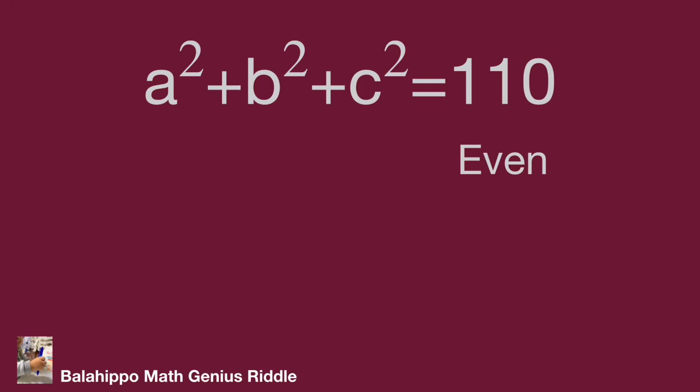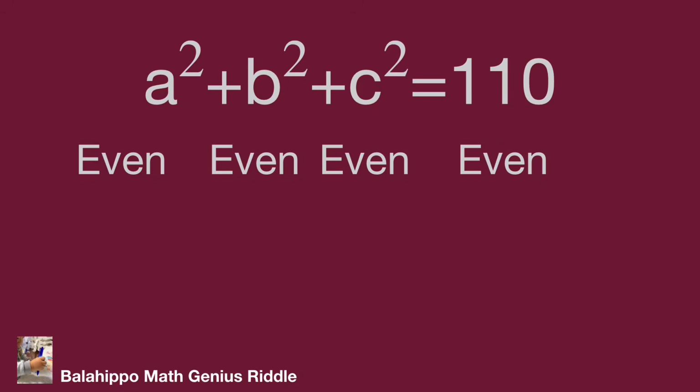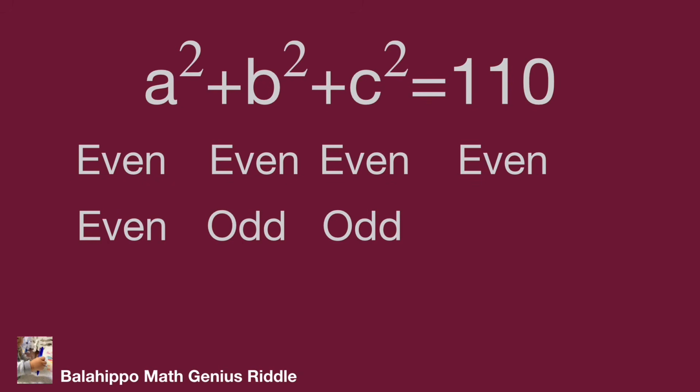If a squared plus b squared plus c squared becomes an even number, there may be a squared is an even number, b squared an even number, and c squared an even number. Or a squared is an even number, then the other two items, b squared and c squared, are odd numbers. Then let's verify each condition.